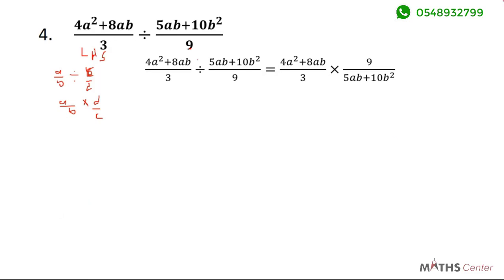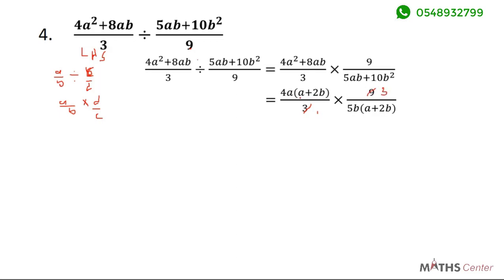So this is what we are going to do. We look for common factors and we cancel out. First, let's factorize. We can see from here that we can factorize 4a out. So if you factorize 4a out, you are going to have 4a into bracket a plus 2b all over 3 times 9 over, here we factorize 5b out. So 5b into bracket a plus 2b. Now let's cancel out. So 3 will cancel itself 1, cancel 9 3 times.